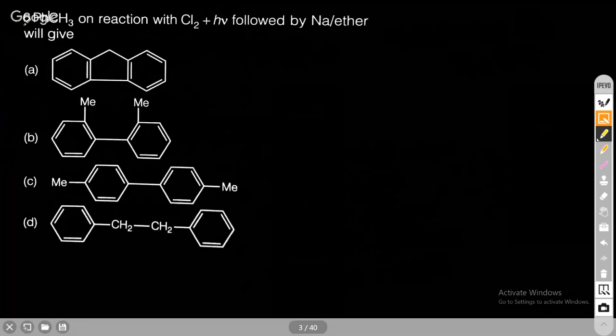This is 6, it is written 6, which I think it should be 2. 2 molecules of PhCH3. Yeah, it's toluene.